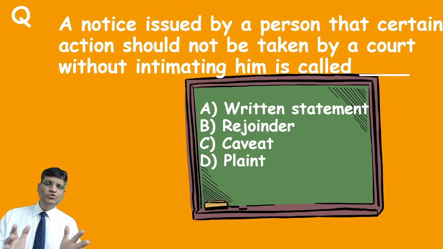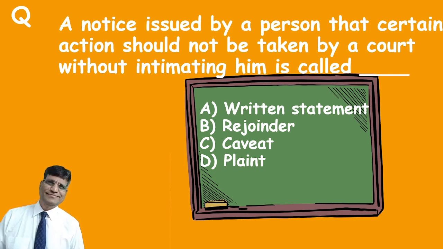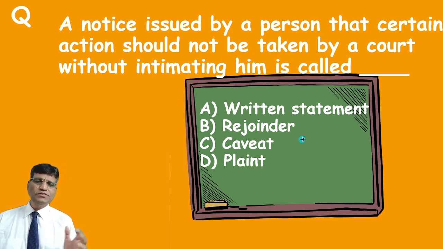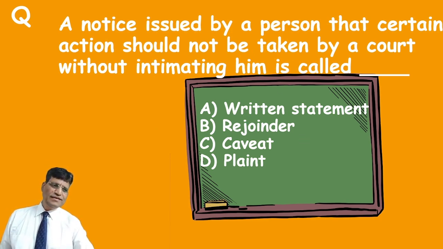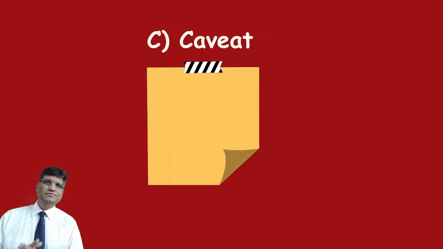A notice issued by a person that certain action should not be taken by a court without intimating him. There is a notice, he is giving notice saying that he should be heard. So what is it called? Written statement, rejoinder, caveat, plaint. And the answer is caveat.